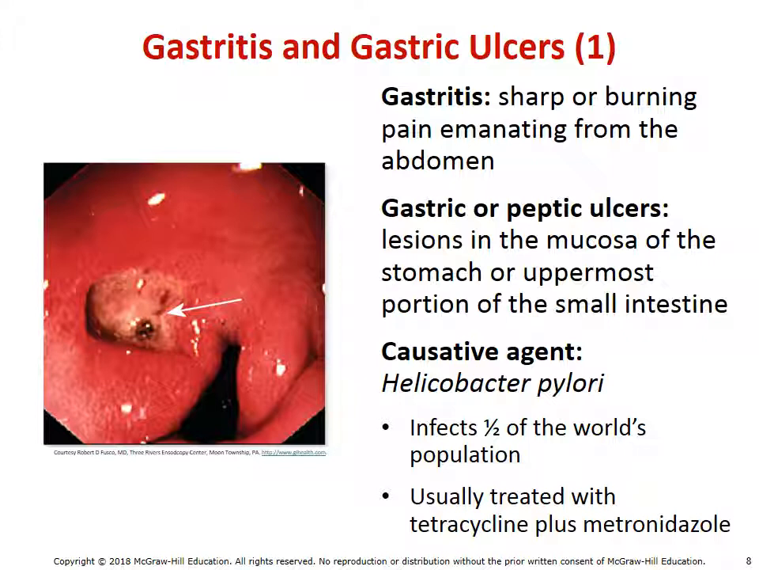So let's move on now and make our way to the stomach, where we can see things like gastritis and gastric ulcers. Gastritis is going to be inflammation of the stomach. So we have this pain in the abdomen, really. And this can be caused by a variety of things. But one of the things that we want to talk more about is gastric or peptic ulcers. Gastric or peptic ulcers are lesions in the mucosa that lead to issues with the lining becoming inflamed or physically harmed.